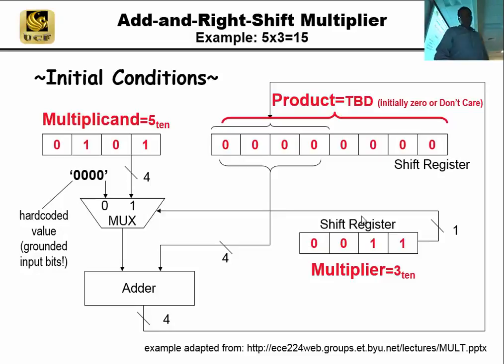So first we want to multiply 5 times 3. 5 is the multiplicand, 3 is the multiplier. And other things in the circuit, we have a multiplexer making a decision. What is this doing? Can anybody describe in words?